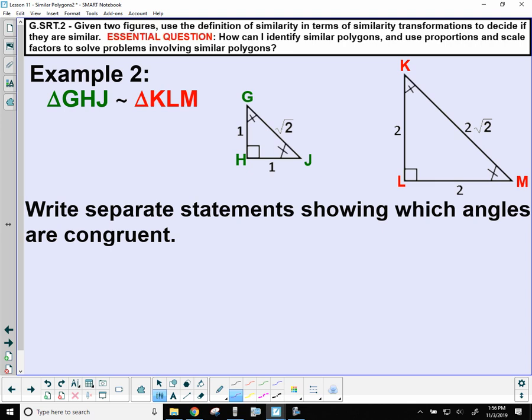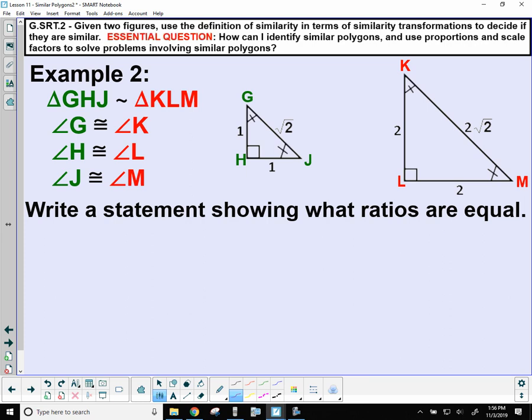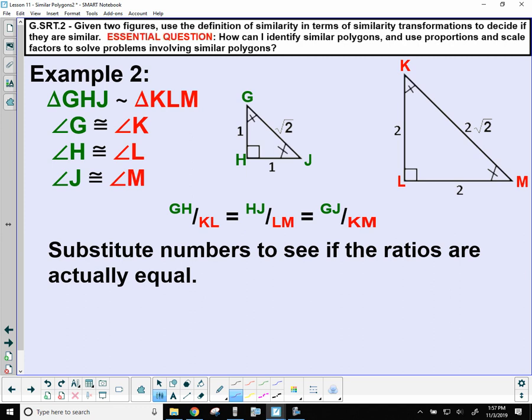Now I want you to write the angles that correspond to each other. Write separate statements showing which angles are congruent. Just take a hot minute for that one. Okay. So angle G should be congruent to angle K, as is H and L, and J to M. Now go ahead and take another minute to do those proportional side ratios. There we go. Should have had GH to KL, HJ to LM, and JG to KM.